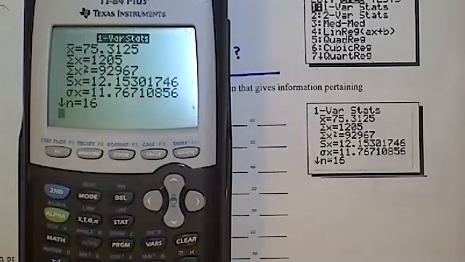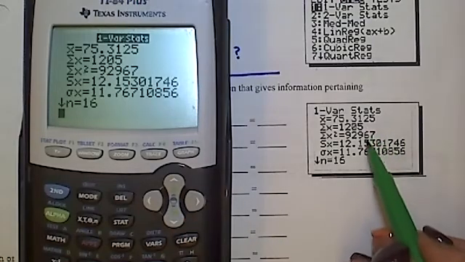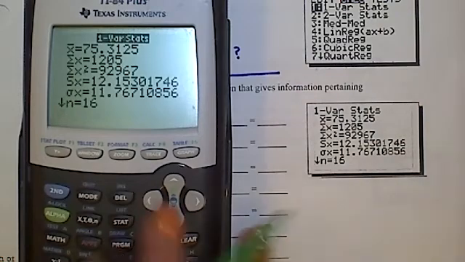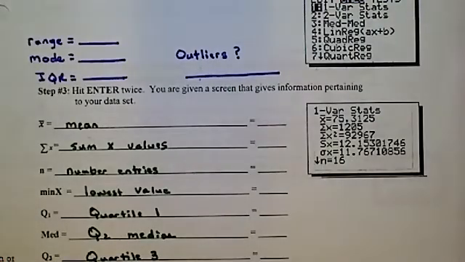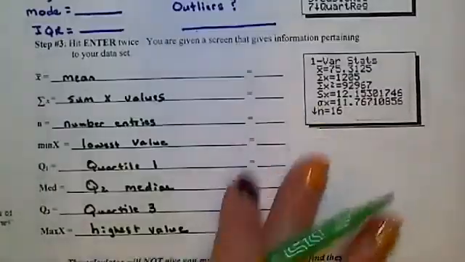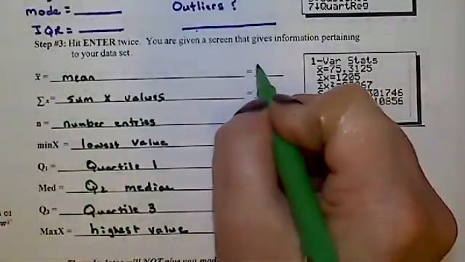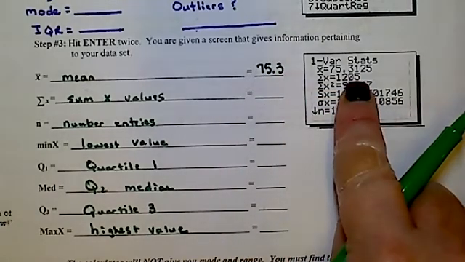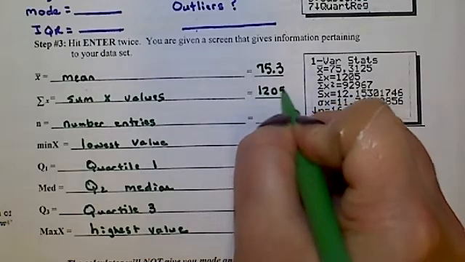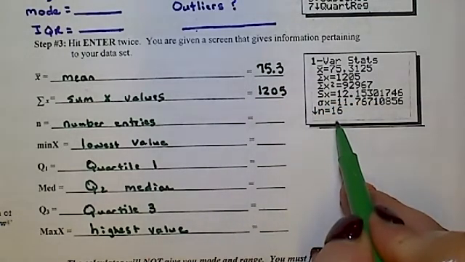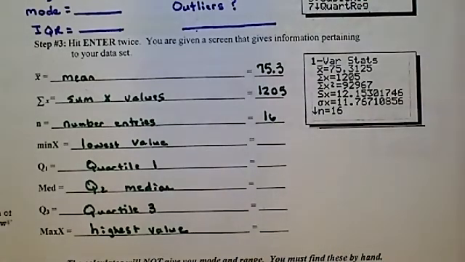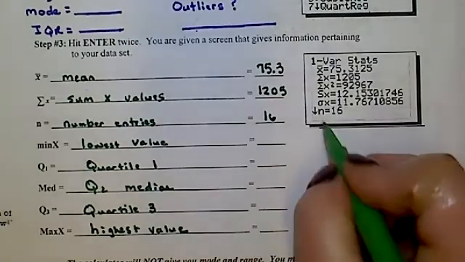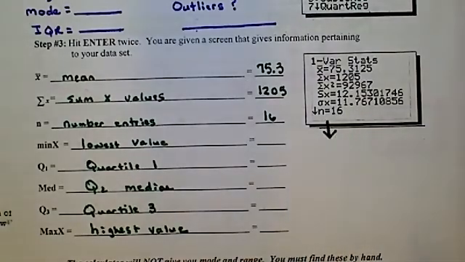And now we have our information, okay? So it should look similar to the information here that I have with the calculator, okay, that's on your paper. So we're going to write down what these numbers are and what we got. So the first one was mean. So I'm going to round that off to about one place, so 75.3. The second one is the sum of your x values, 1,205. N represents the number of entries you typed in. That was 16. Now to get to your lowest value and these numbers here, I believe we've got to keep scrolling down.